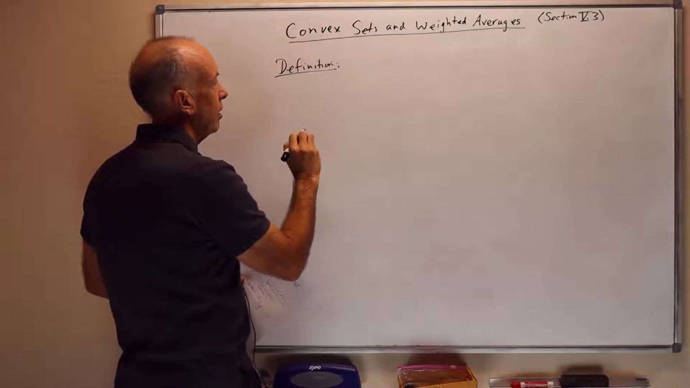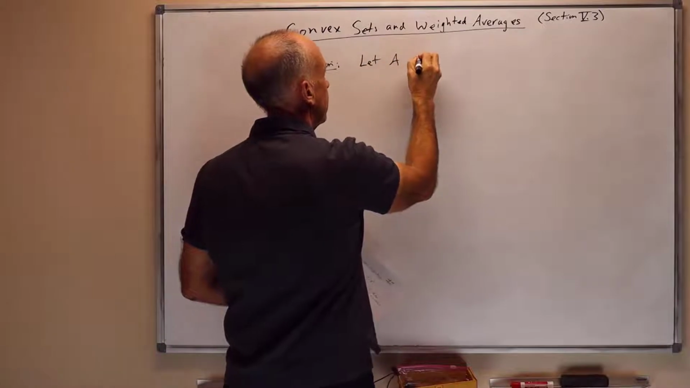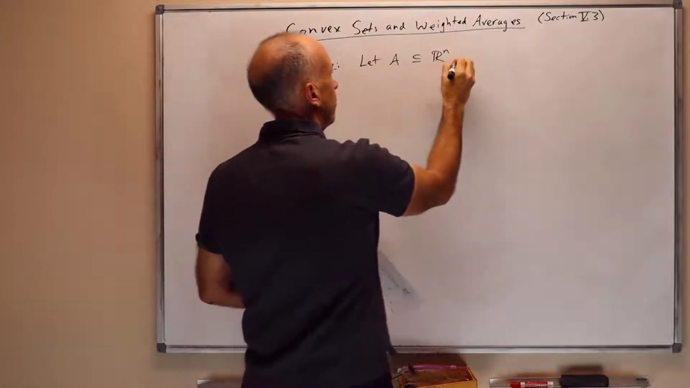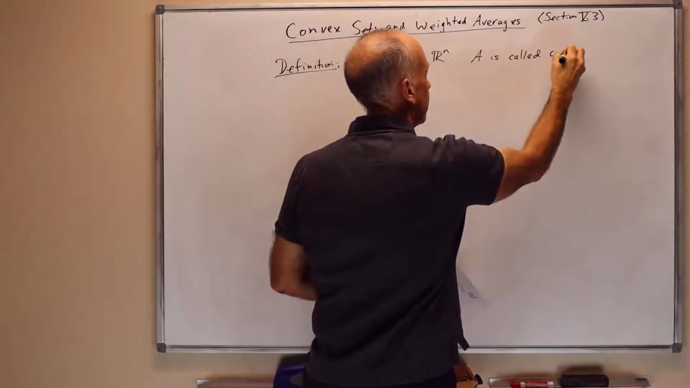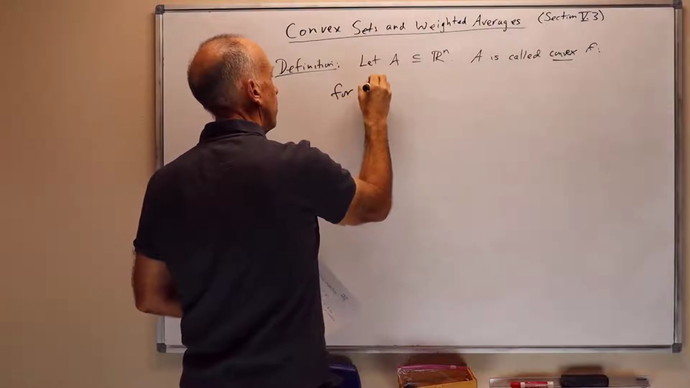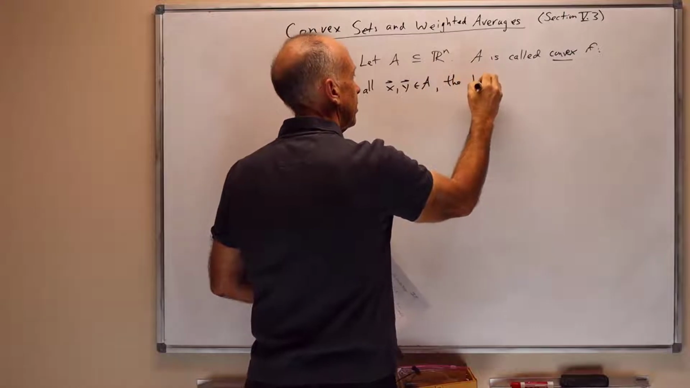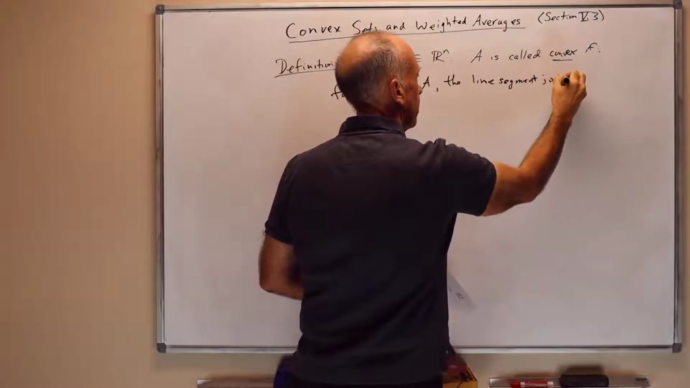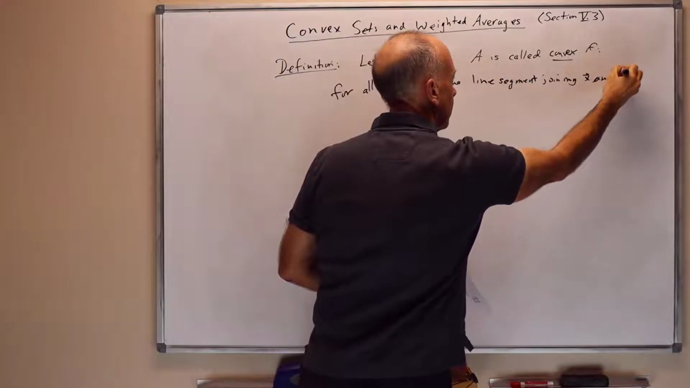We're working with Rn, n-dimensional space. We let A be a subset of Rn. So A is a set of points. A is called convex, provided the following holds. For all x and y members of A, the line segment joining x and y is a subset of A.